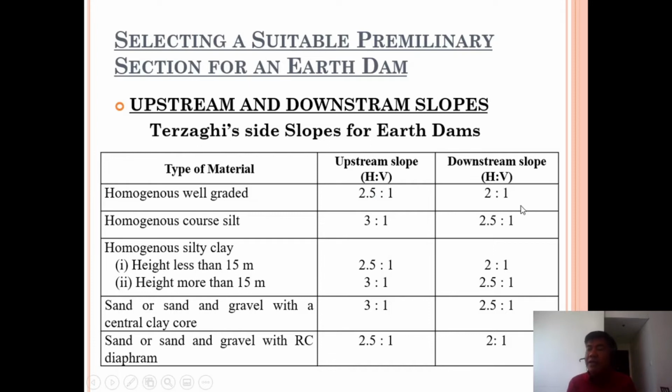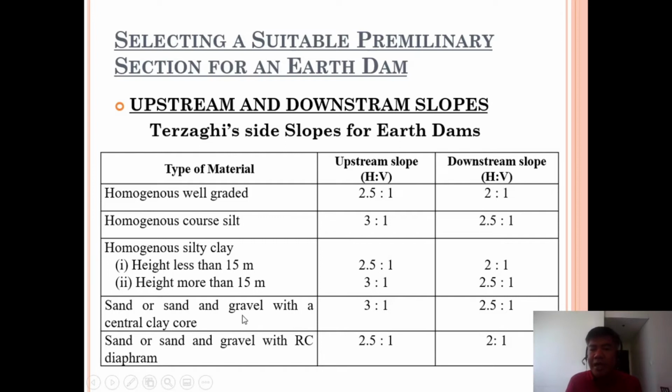So you can have that first for the preliminary design. You have already the crest, you have the freeboard, you have the height of the dam. Then knowing the upstream and downstream slopes, you can compute the base width already. For homogeneous coarse silt, you also have the 3 is to 1, 2.5 is to 1. Then homogeneous, but the type of material is silty clay, if it is less than 15 meters or more than 15 meters, you also have the corresponding upstream and downstream slope as shown in the table.